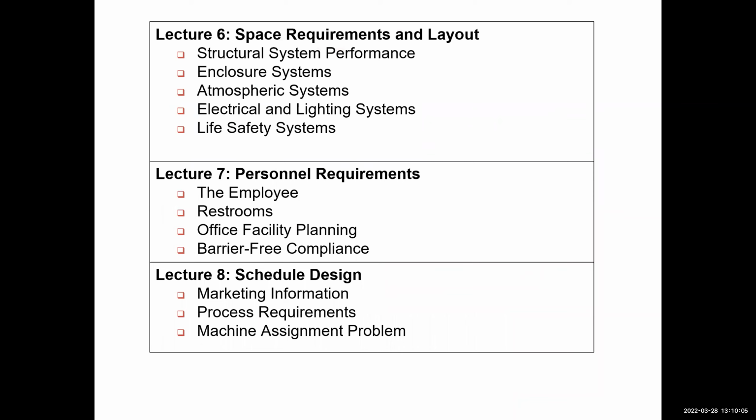And then we transition to the design of the structure of the facility. So we talk about different things, space requirements and layout. We discuss structural system performance, enclosure systems, atmospheric systems. So here's where we discuss how to design for the capacity of an AC or the heater. Electrical and lighting systems. So understand the steps in the planning and what the differences are in this design.